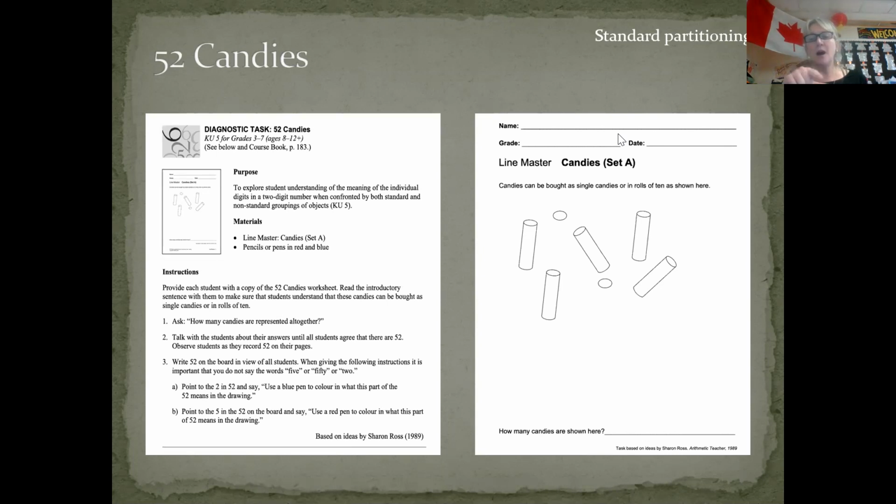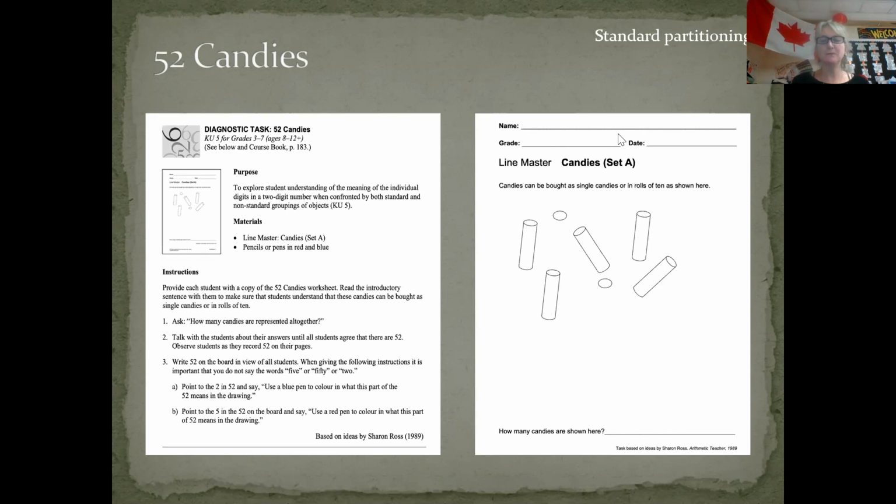Now on this one, not many kids get it wrong. They're going to color in those 5 tubes, because even if they are getting the right answer for the wrong reason, they're seeing that there's 5 and they're going to color that in. Then you point to the 2 without saying that it's a 2 and ask them to use the other color to color that one. So that's Candies A. That's a great place to start.